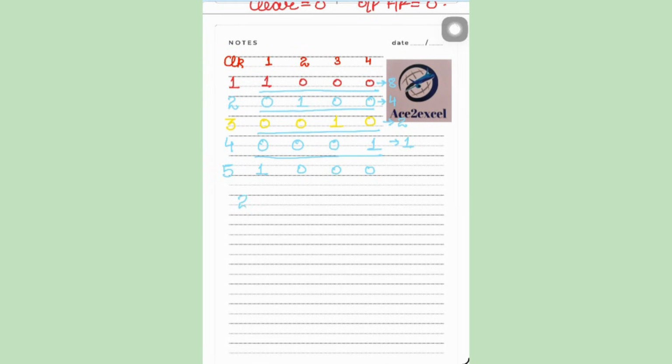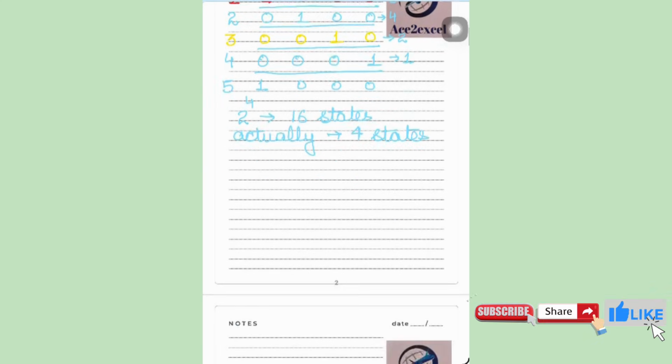Now, total number of states when connected with 4 flip-flops is 16. The circuit could be counting 16 states, but actually only 4 states are counted. So total unused states are 12.